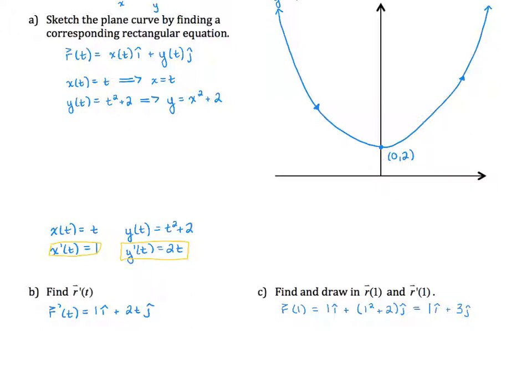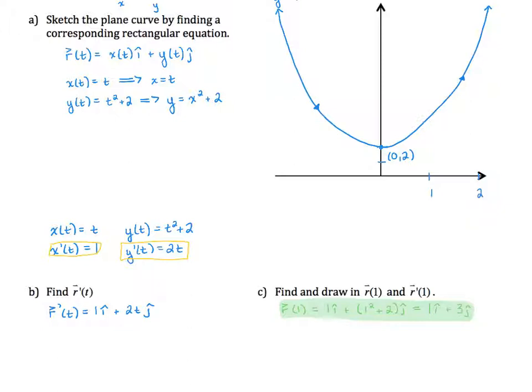So now let's draw it in, and let's draw it in green. So r of 1, I'm going to do in green. So 1 i plus 3 j. That is 1 over in the horizontal direction. Let's scale this a little bit. I'm just going to do 1, 2. Okay, figure not drawn to scale.